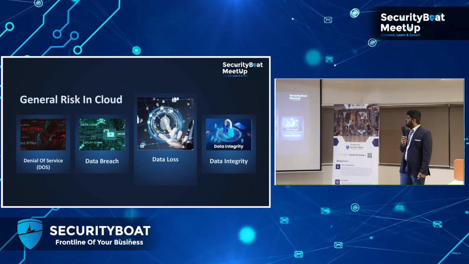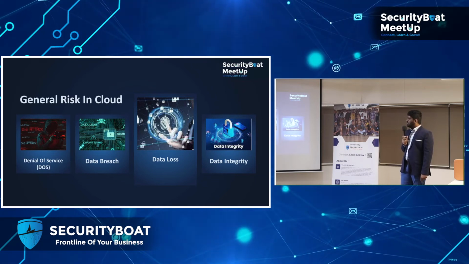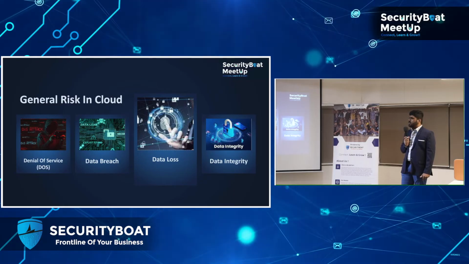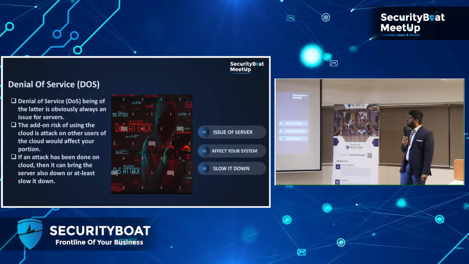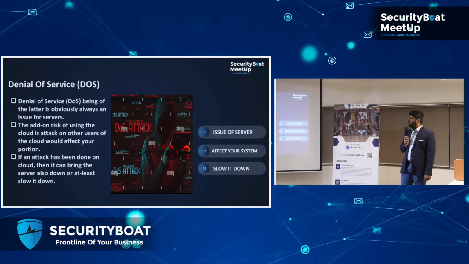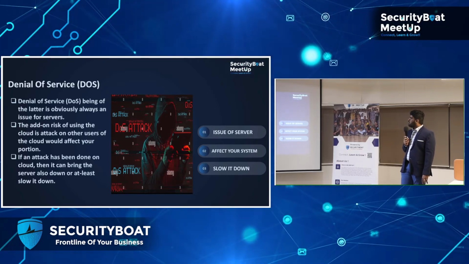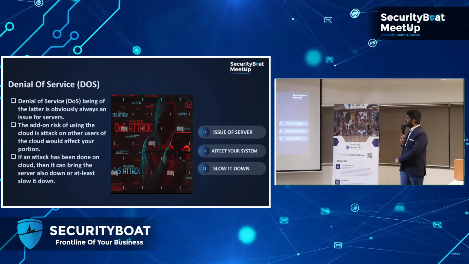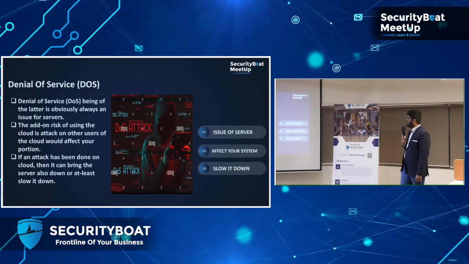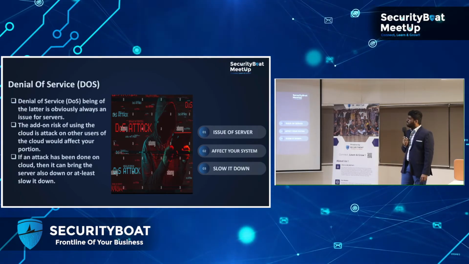So there are 4 types of leaks: DOS attacks, data breach, data loss, and data integrity. We will see them one by one. We are mostly very familiar with DOS attacks. We will cover 3 main points: issue of the server, affect your system, and slow it down.